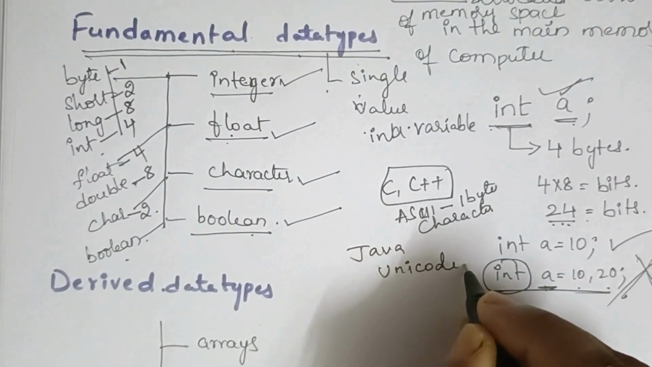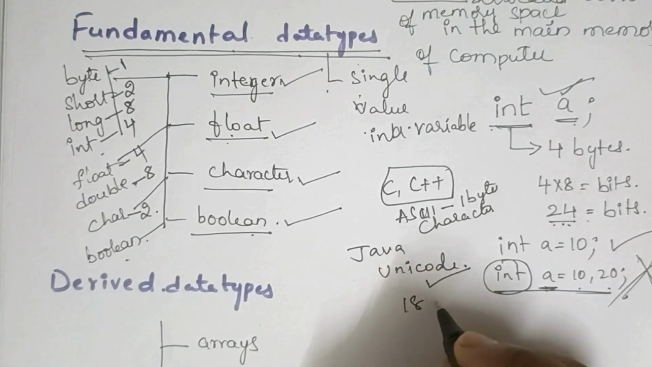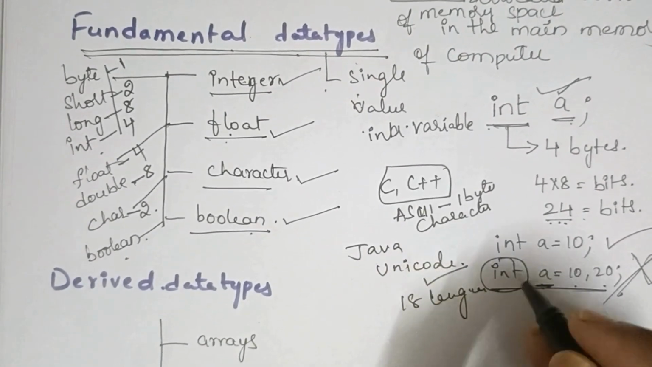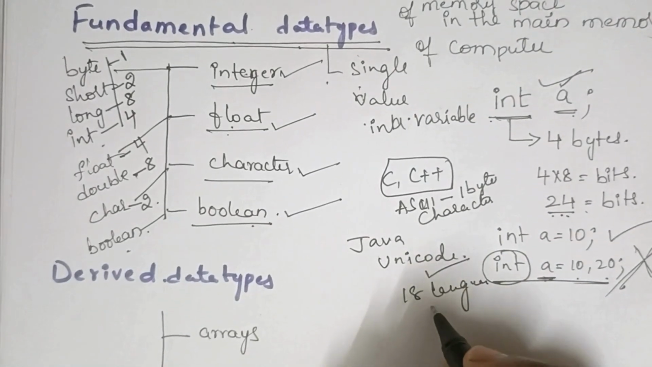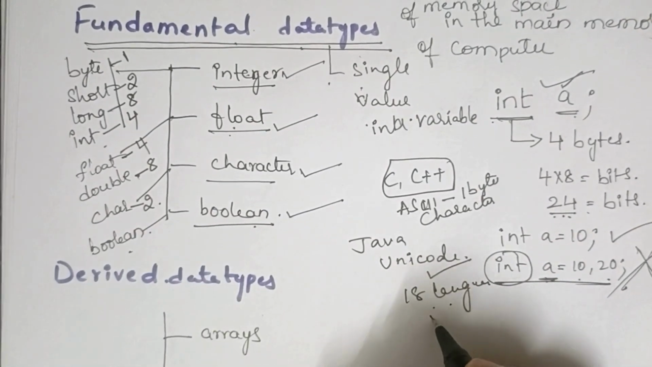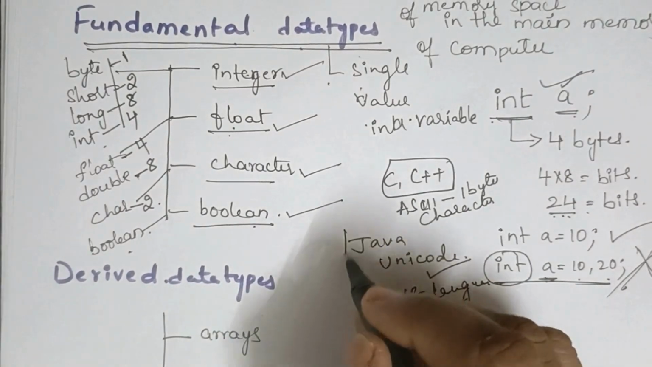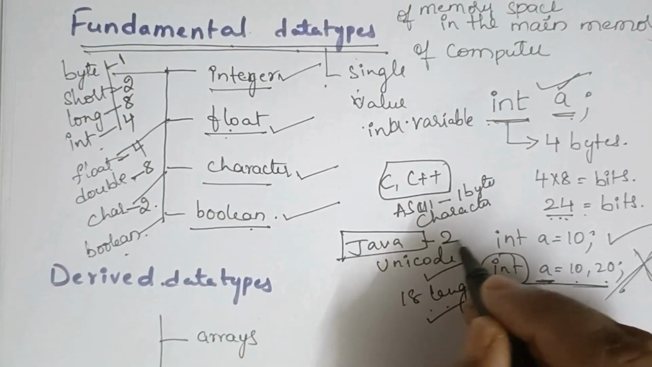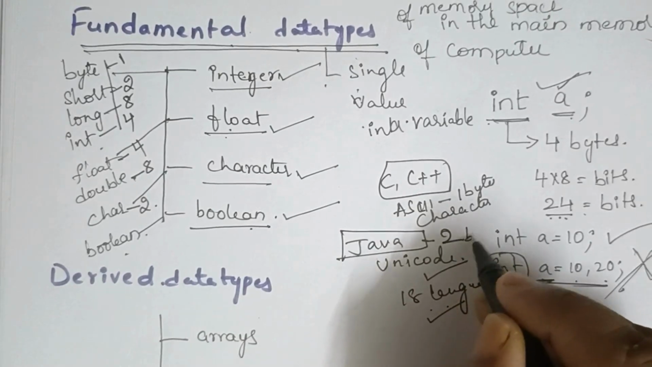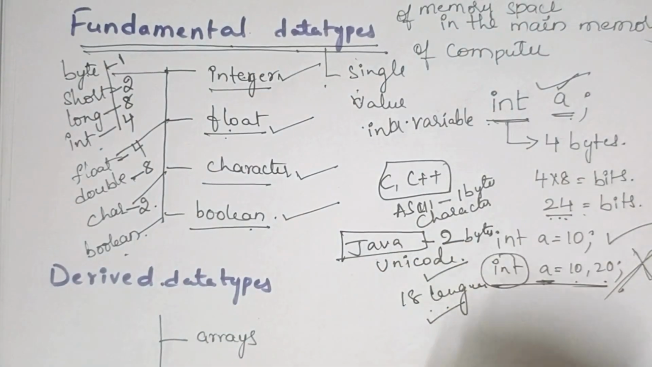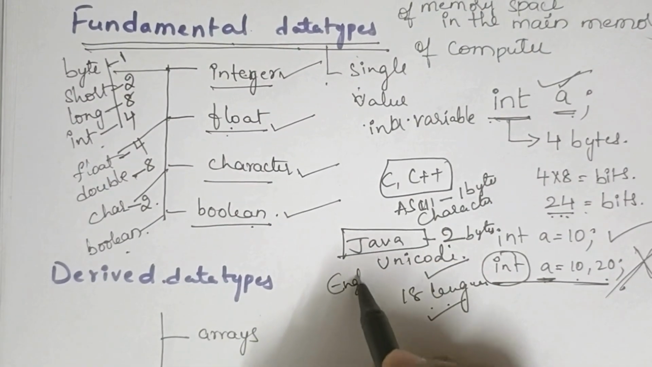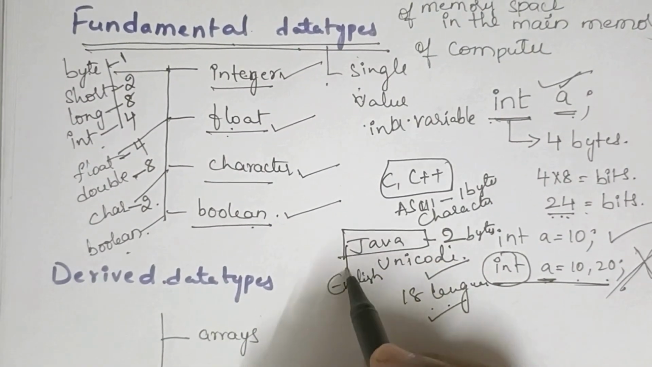So Unicode is going to support 18 international languages. So the other language characters may require more than 1 byte of memory space. That's why by default in Java the character data type has 2 bytes of memory space. So when we come to the English language, now we are using English language to write the Java programs.